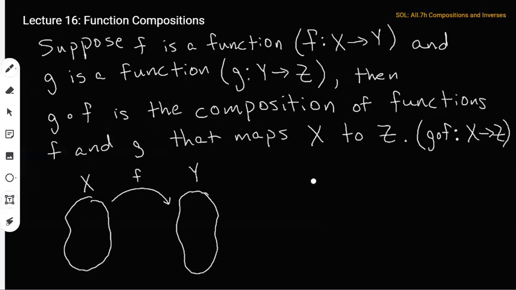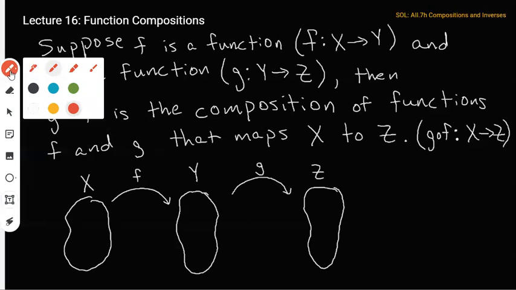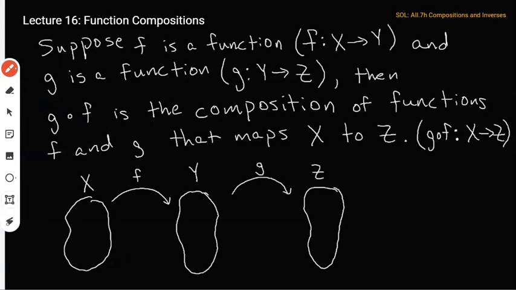And then the function g comes in, and it's going to map y to z. So let me put g at the top, and we're going to have another set. This is going to be capital Z, and g is going to take y to z. So then if we have both of these functions, then we can skip y and go directly from x to z. So at the bottom, let's do an arrow that's going from x to z. This is going to be my composition, g of f.